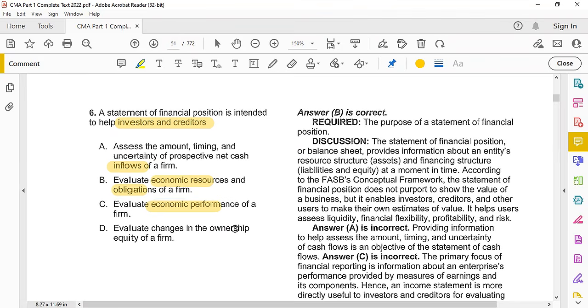Evaluate changes in the ownership equity of the firm. No, that will be provided by the statement of changes in equity. There we will study it. Sometimes, if there is a statement you didn't understand, remove it, because I didn't teach you anything about that. So ownership equity changes are part of the statement of changes in equity. So what does the balance sheet reflect? It reflects economic resources and obligations. Resources means assets, obligations means liabilities. Right or wrong?